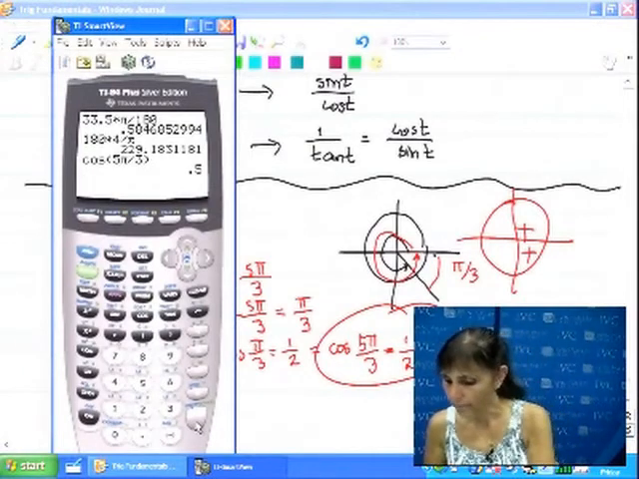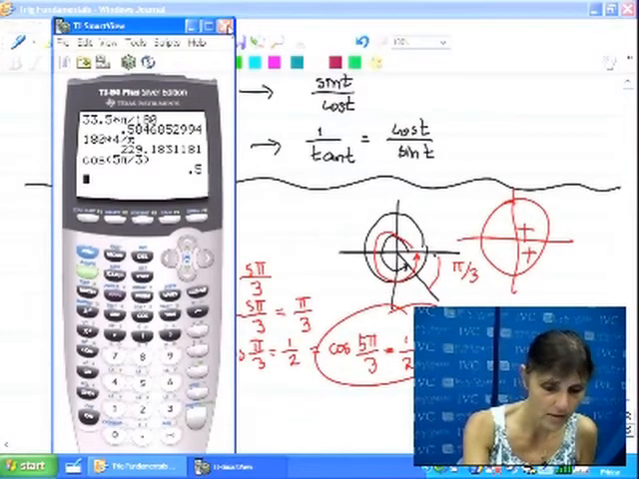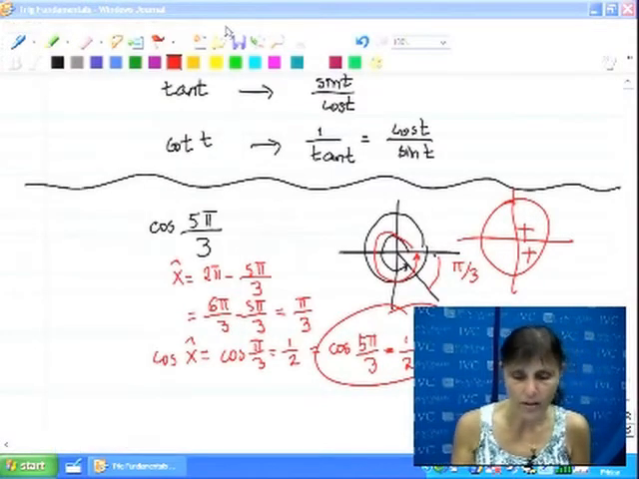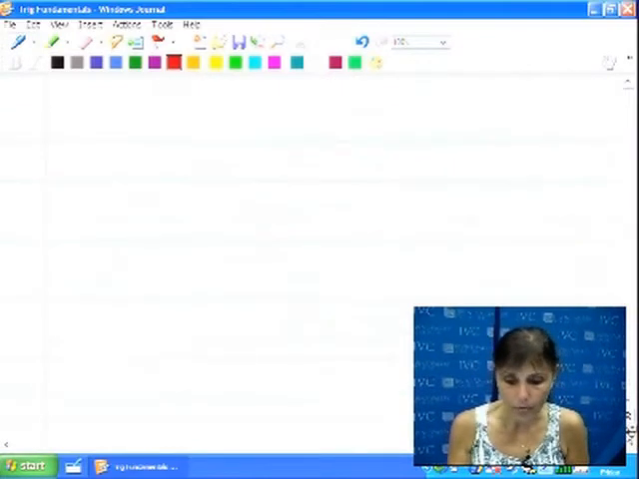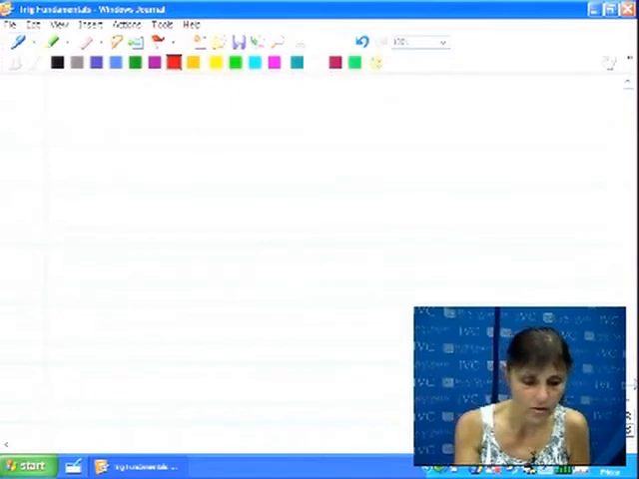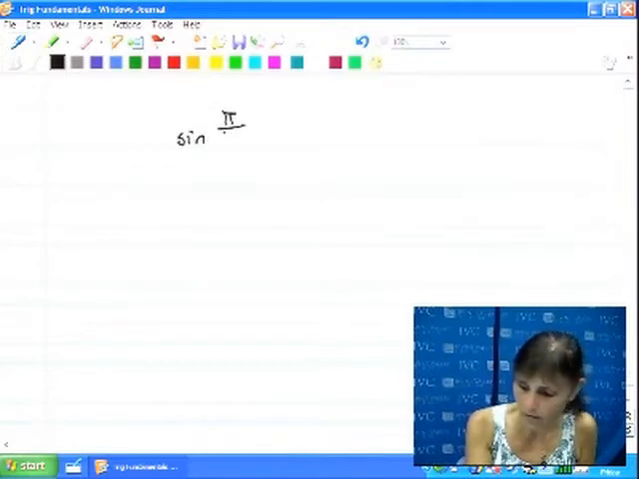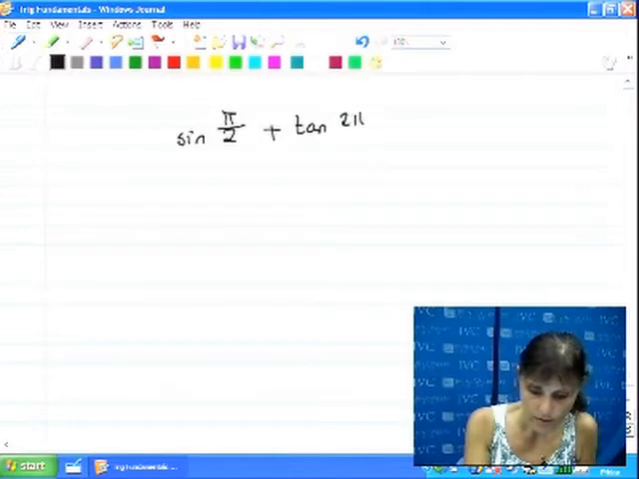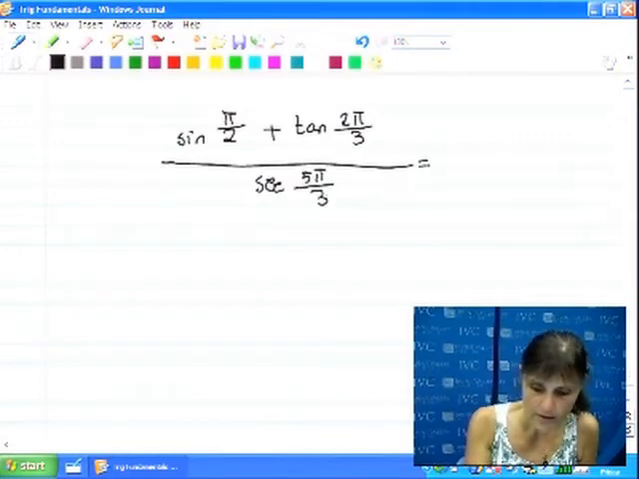Very good. All right. You can do some really fancy exercises, and I will do one of the fancy ones. Now that we know all the functions and different angles, how to convert them, one hard problem might be you just have everything all together and then throw it in there and you check it with your calculator. So let's try that. Let's say I have sine of pi over 2 plus tangent of 2 pi over 3 divided by secant of 5 pi over 3. What is that equal to?